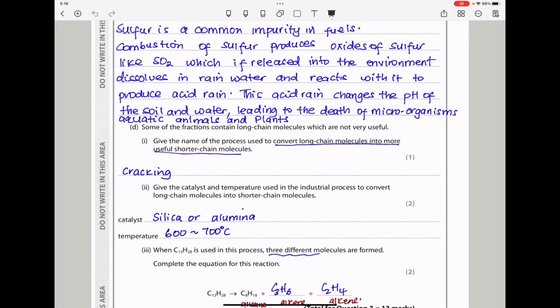In part D, some of the fractions contain long-chain molecules which are not very useful. Give the name of the process used to convert long-chain molecules into more useful shorter-chain molecules. The process of converting long-chain molecules into shorter ones is called cracking. In cracking, a long-chain alkane is converted into a shorter-chain alkane as well as alkenes.